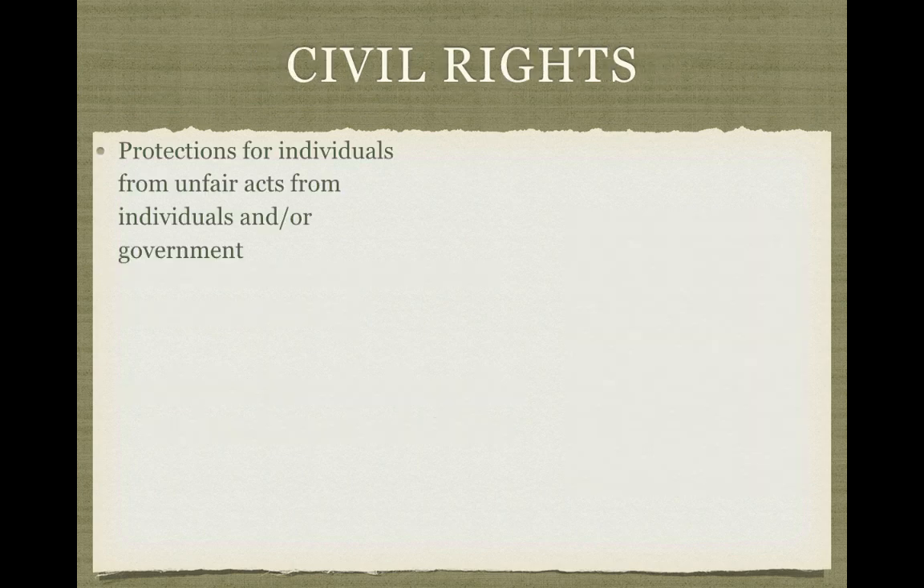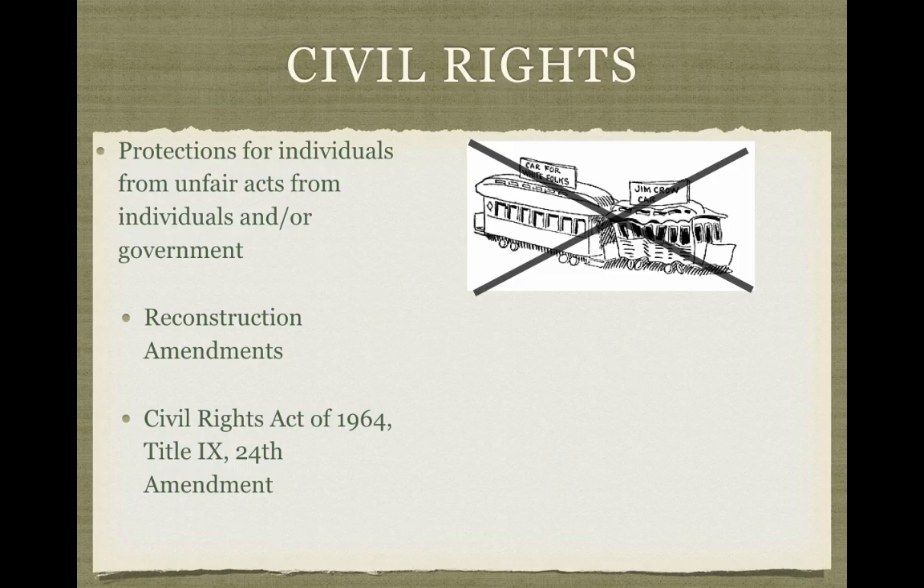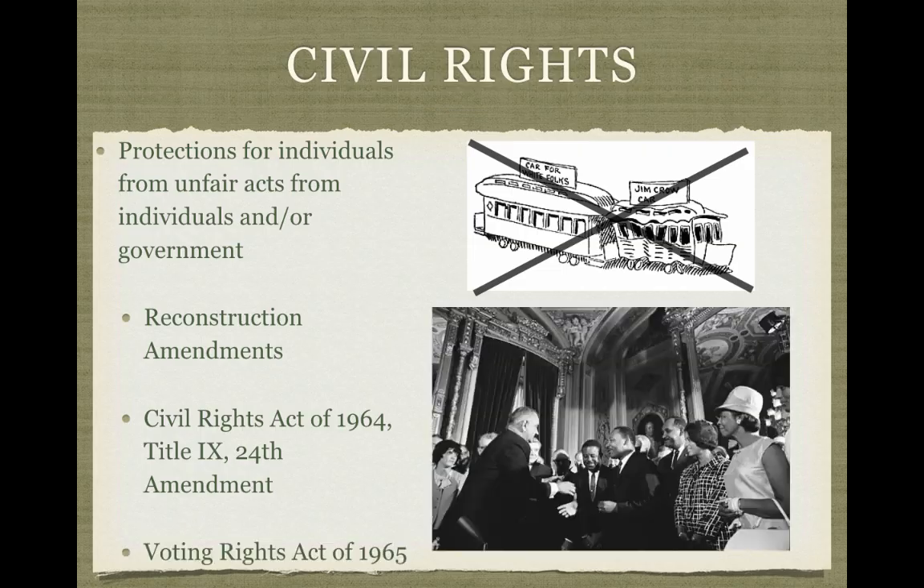Civil rights, on the other hand, are protections for individuals from unfair acts from other individuals and or the government. Some examples include the Reconstruction Amendments. That's your 13th, 14th, and 15th Amendments. And the Civil Rights Act of 1964, which banished segregation. You have Title IX and the 24th Amendment as well, which outlawed poll taxes. And the Voting Rights Act of 1965, which increased voting rights for African Americans. Those are examples of civil rights.